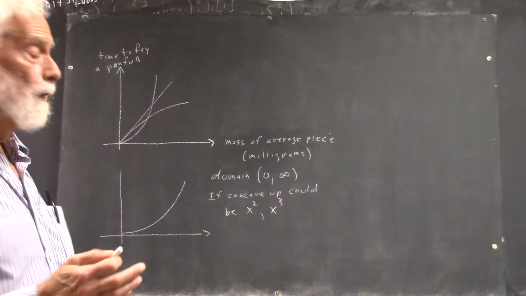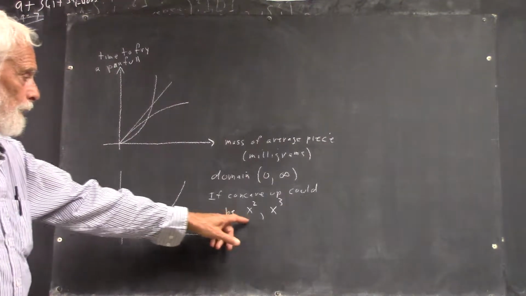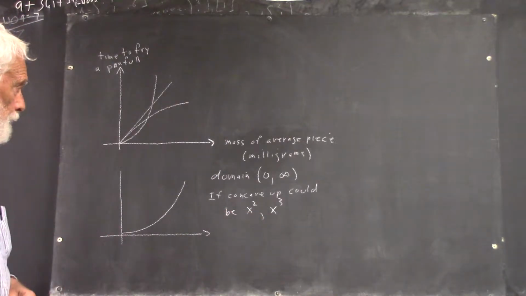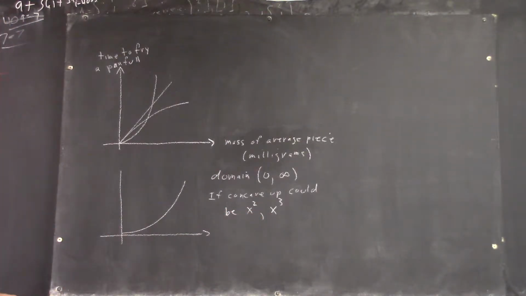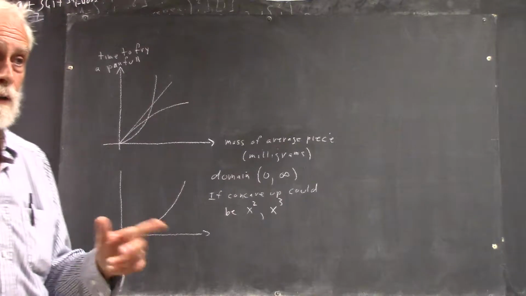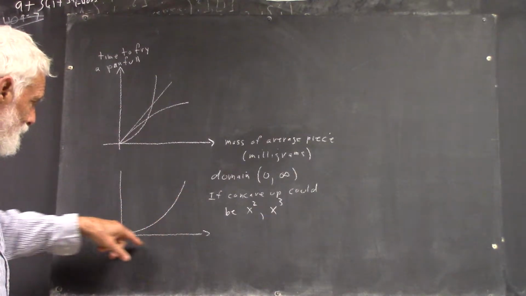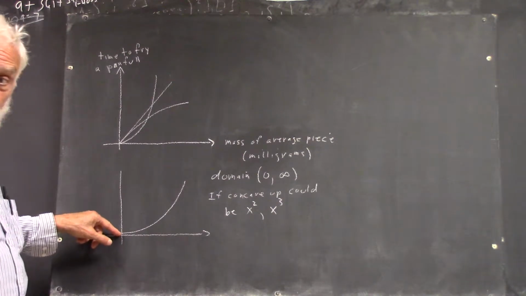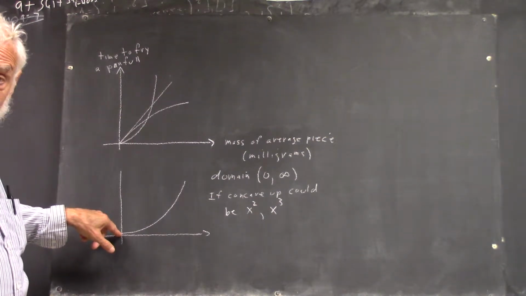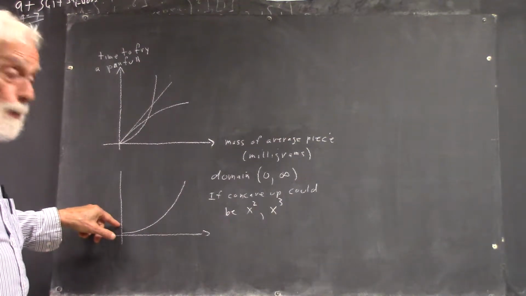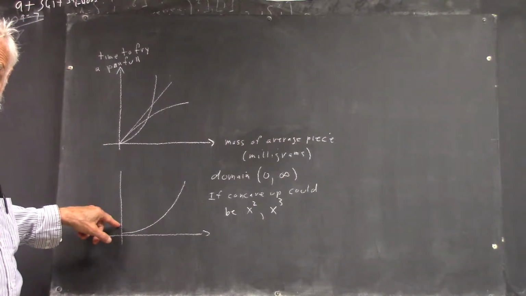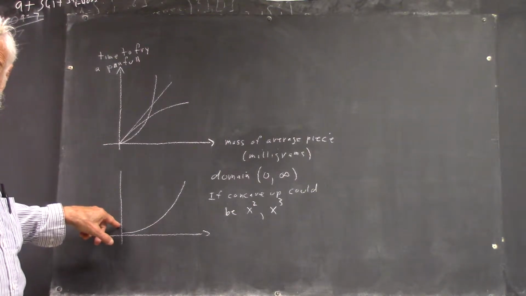Yeah, now what's the difference between 2 to the x and x squared or x cubed? How can you tell the difference? Well, x squared and x cubed, as you approach 0 here, they approach the origin, right? Whereas 2 to the x goes through the point 0, 1. So it goes through a point above the axis, right?